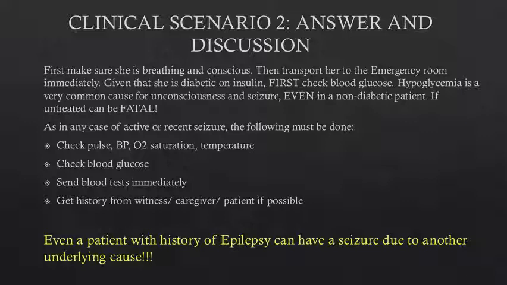As in any case of active or recent seizure, the following must be done. After checking airway, breathing, and circulation, check vitals, including pulse, blood pressure, oxygen saturation, and temperature. Check blood glucose. Send blood tests immediately, and get a detailed history from a witness, caregiver, or from the patient if possible. The most important thing to note here is that even a patient with a history of epilepsy can have a seizure due to another underlying medical cause.